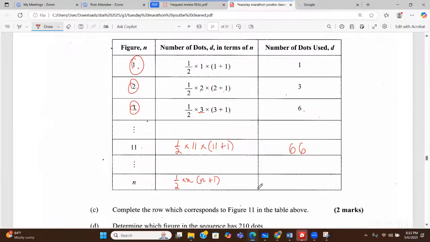Sir, I don't understand how you get the 66 right there. Work this out and put it over there. Work out the bracket. You get 12. 12 times 11 is 132. Divided by 2, 66. Okay, just work it out. Sounding good? All right, so we're good.